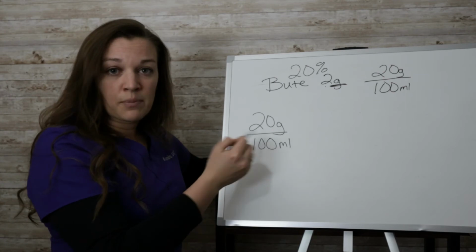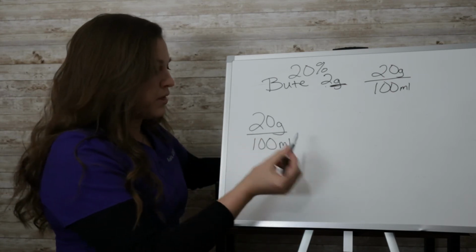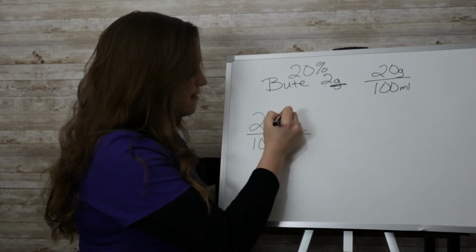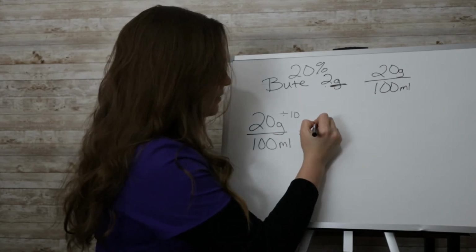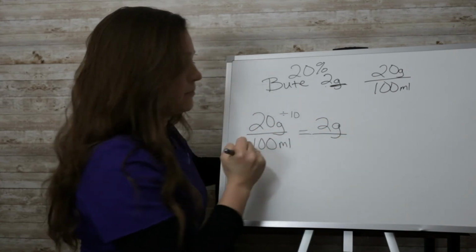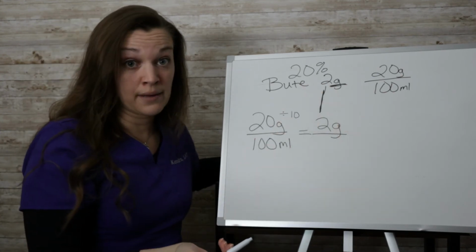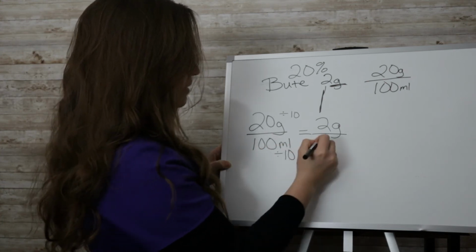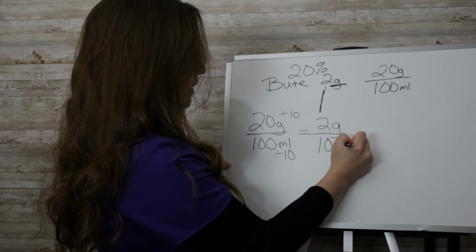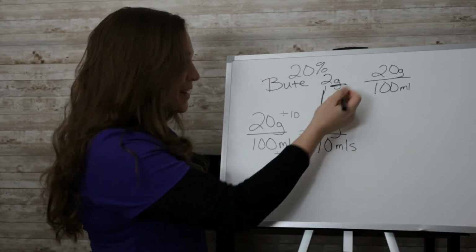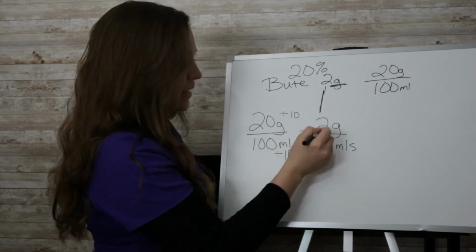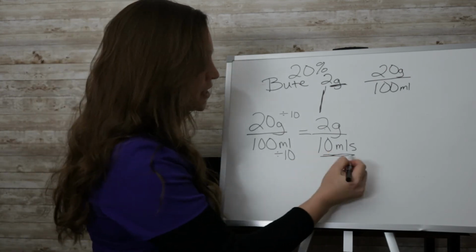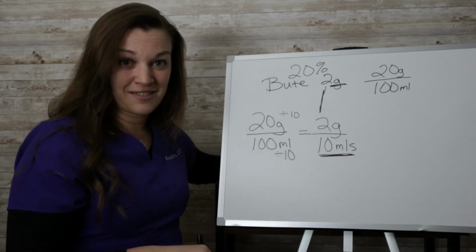So let's just simplify this fraction, and we'll start with the top number here. How can we get this to 2? Well, if we just divide this by 10, then that leaves us with 2 grams. That's what we want, 2 grams, okay? So let's take 100 divided by 10 mils. Look at that. So we want to give our horse 2 grams, and now we know there's 2 grams for every 10 mils of the solution. So we need to give our patient 10 mils.